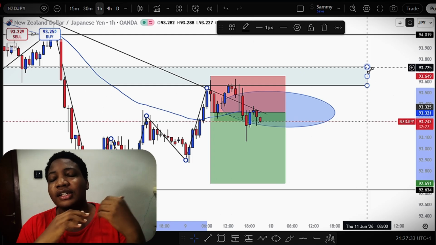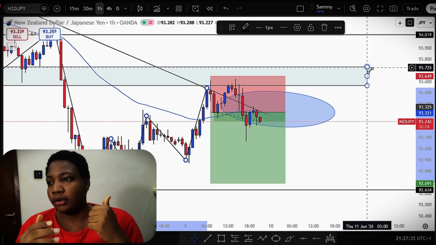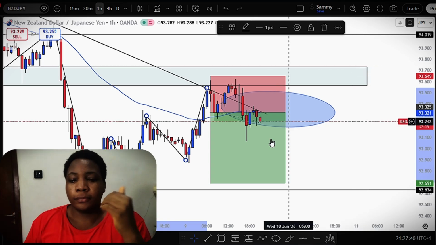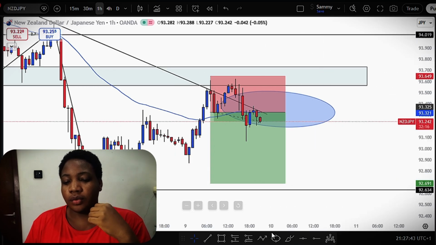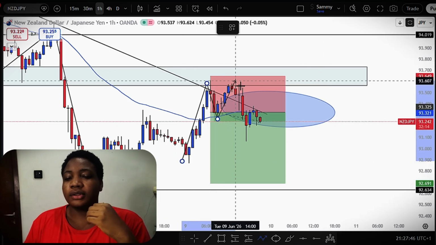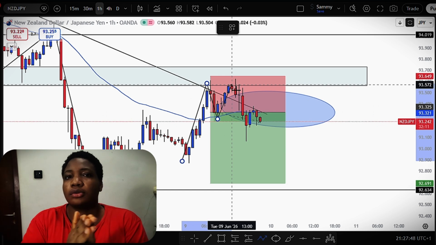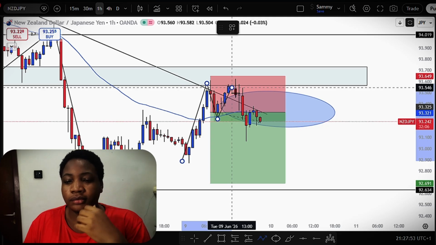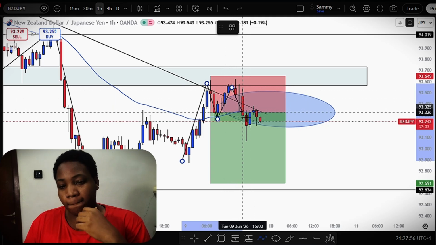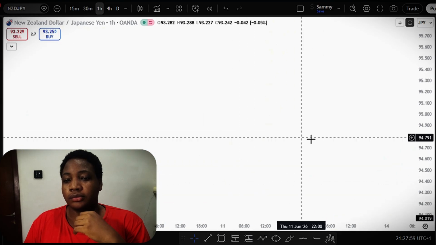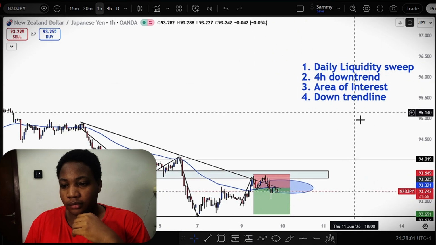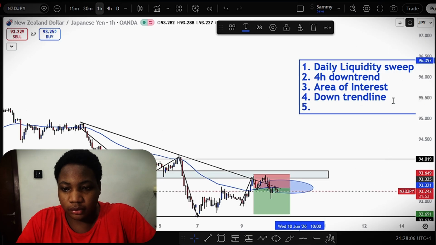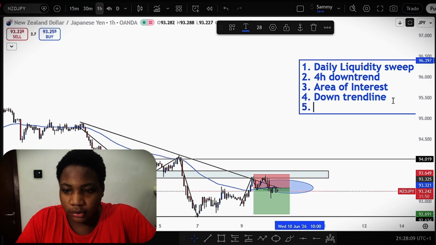I will need an extra confirmation to actually make sure that price is going to sell. And what's that? Double top. So seeing this double top just made it extra sure that price was going to sell. So that is another confirmation too. So we have our fifth one, which is double top.